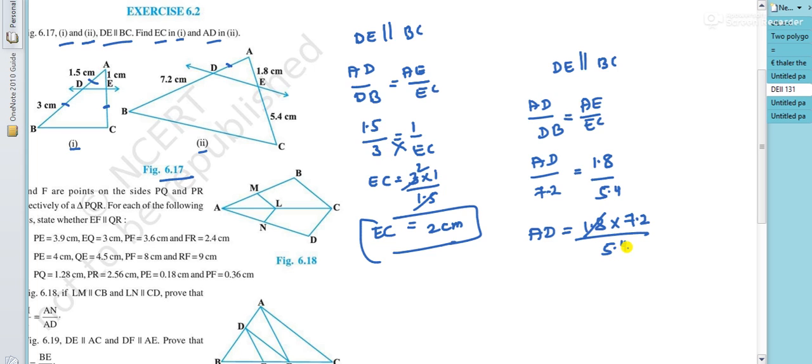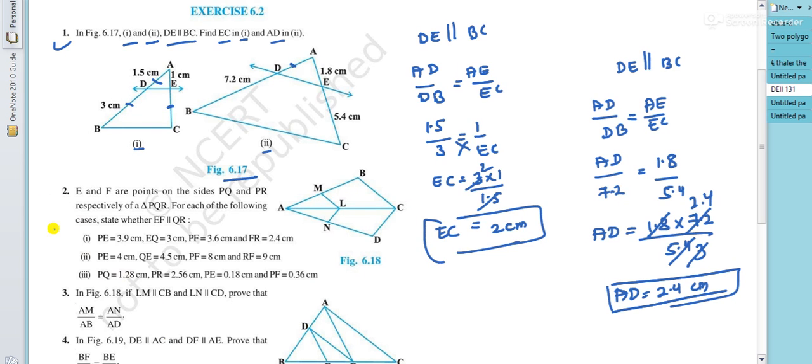So 18, 3 is how much? 54, correct? And here 3 2 is a 6, 3 4 is a 12. So this is 2.4. So therefore AD is how much? 2.4 centimeter. So using BPT you can solve such problems, and this type of problem you may get for the 1 mark section. Okay, now coming to question number 2.